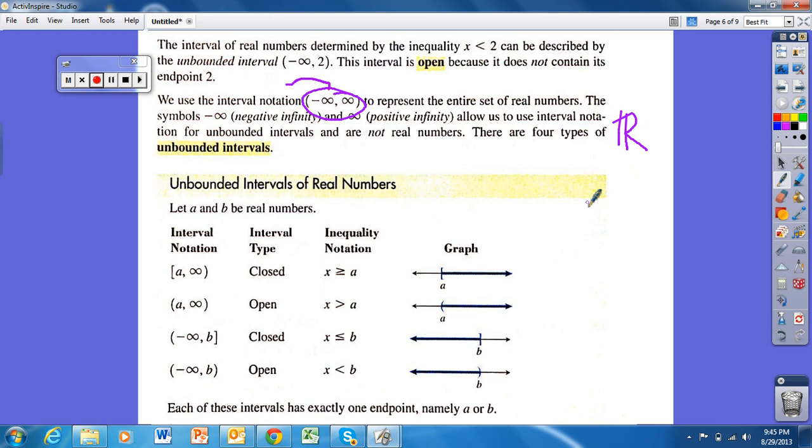There are 4 types of unbounded intervals. When you see it written like this, it means that it includes A, and it goes all the way to infinity. It's a closed unbounded interval, not to be confused with a closed bounded interval. It's a closed, unbounded interval because it includes its endpoint, but it goes on forever. An open, unbounded interval does not include its endpoint and goes on forever. So unbounded means one endpoint, bounded means two endpoints.